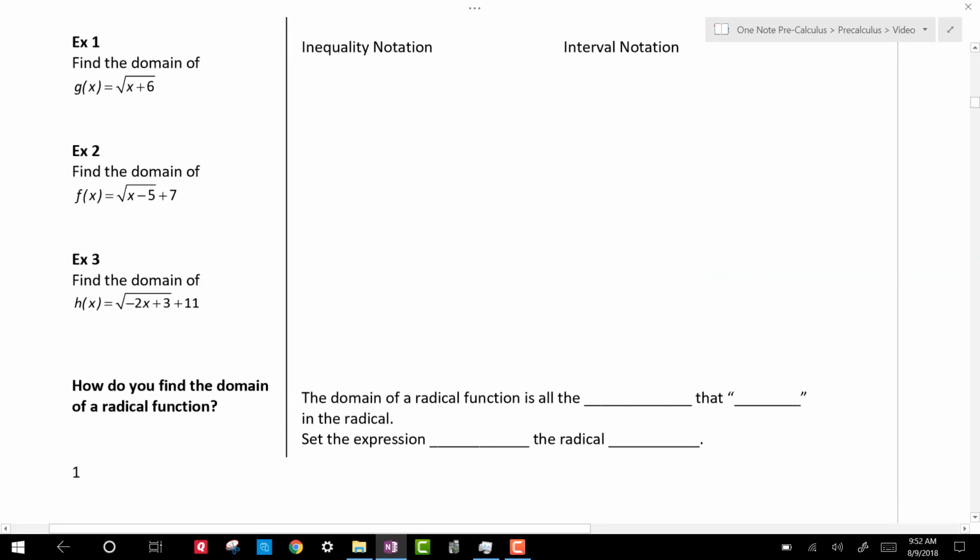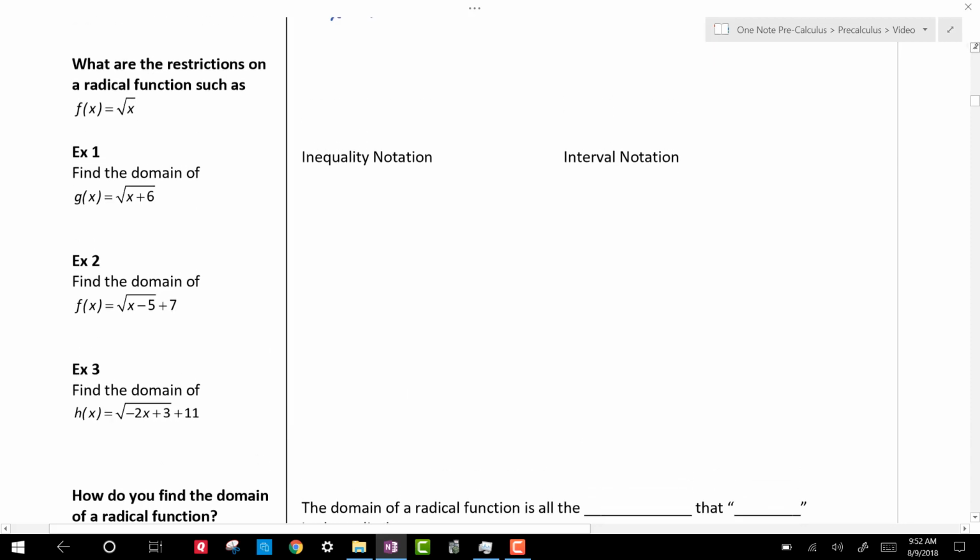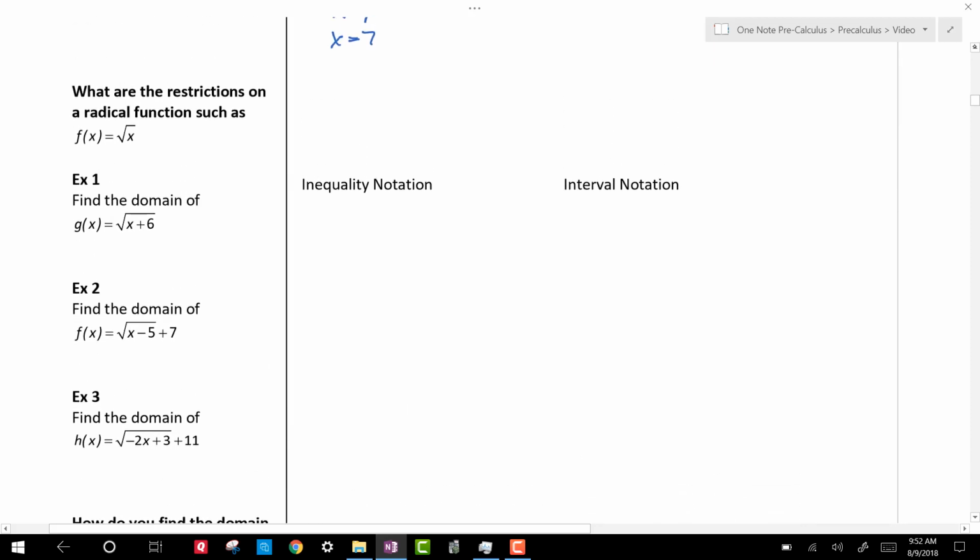All right, so again, today we're talking about domain again, but we're talking about domain of certain functions. So we're going to start off with a square root function. And square root functions have restrictions, okay? Square root functions, you cannot have negative numbers inside of a square root because then they're non-real. So what are the restrictions here? x cannot be negative.